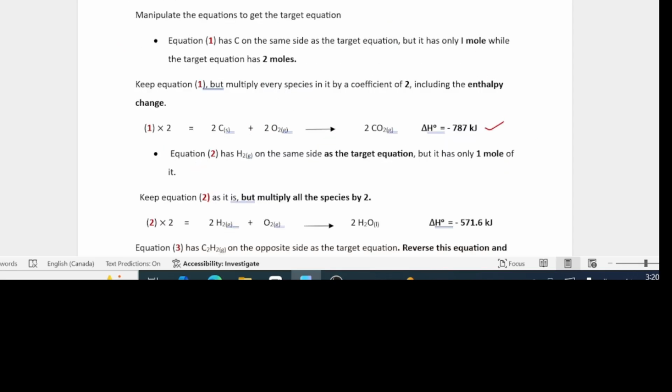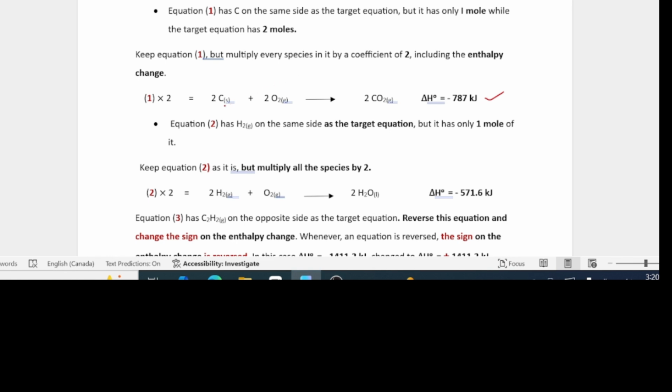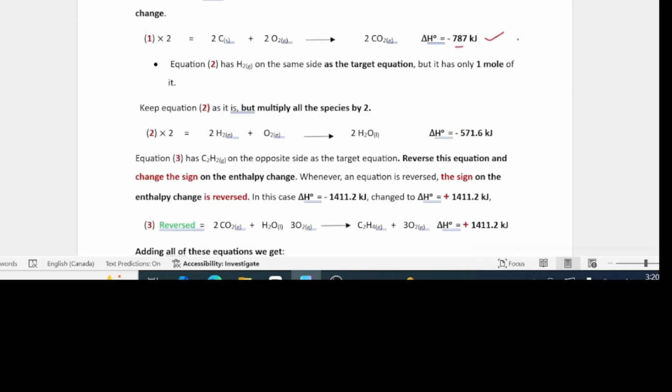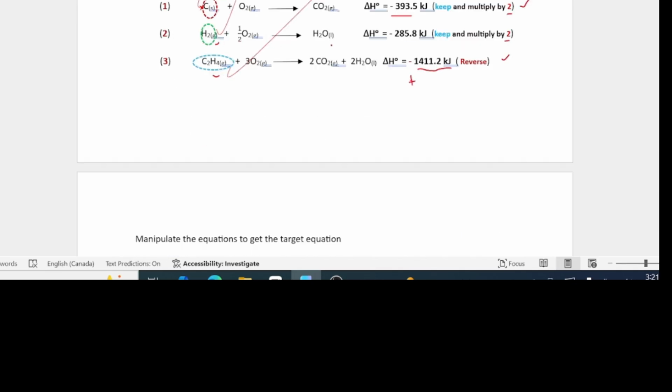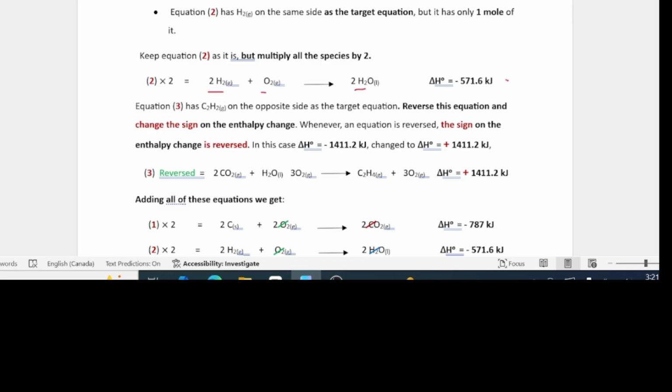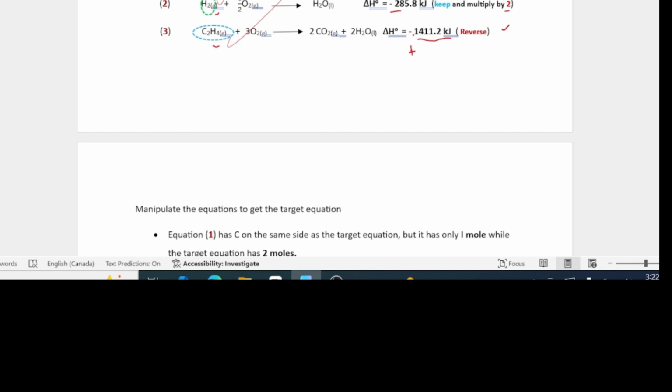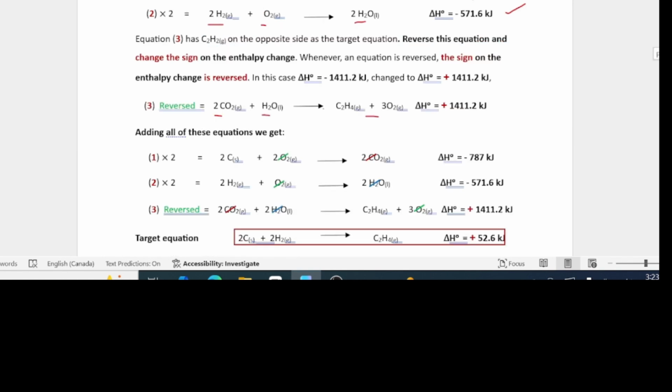This was the first equation. That equation there, well, we multiplied everything by 2. So now we have 2 carbon, 2 oxygen, 2 carbon dioxide, and look what happens. That was the energy there. It's now doubled. Same thing we do with equation 2. That was equation 2. That's equation 2 now, when everything is doubled. Equation 3. This is now how equation 3 is written after it is reversed. This was equation 3, and that was the sign on the energy term there. And you can see now, this is how it looks like when you reverse it, and see the sign there has been changed to positive.